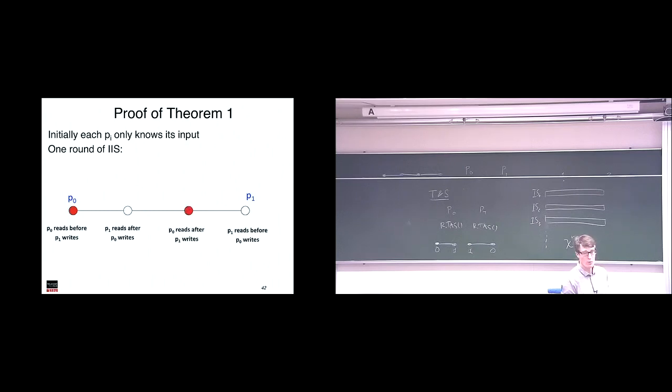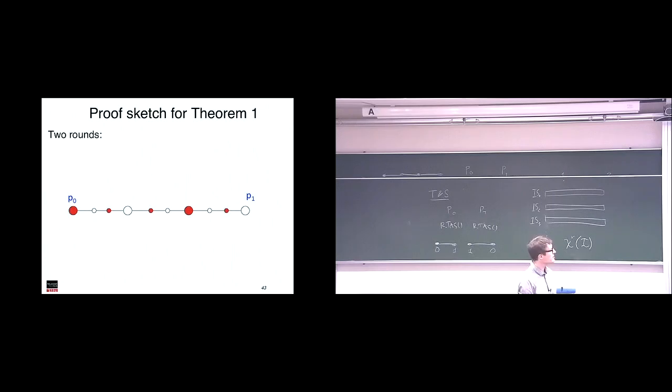One iteration, you have these three executions. Three executions, four states. Two iterations, each of the three executions is subdivided into three subintervals, so you have nine executions, more states. Okay, two rounds.